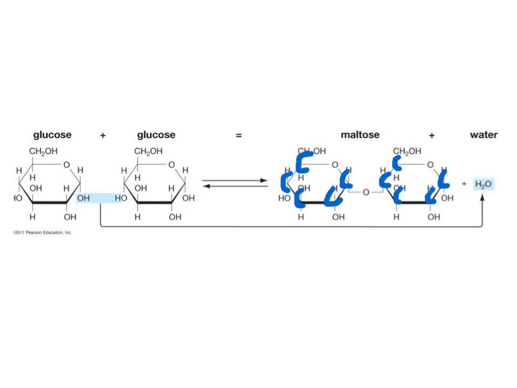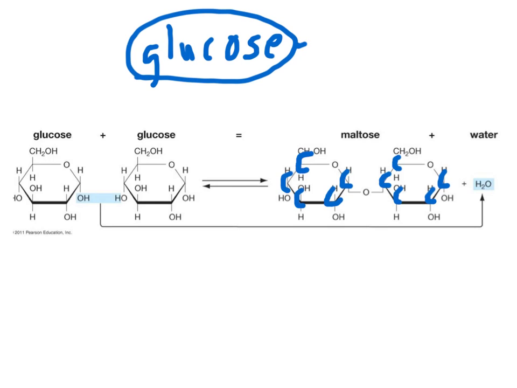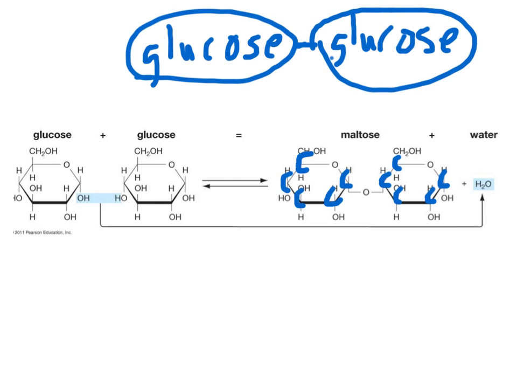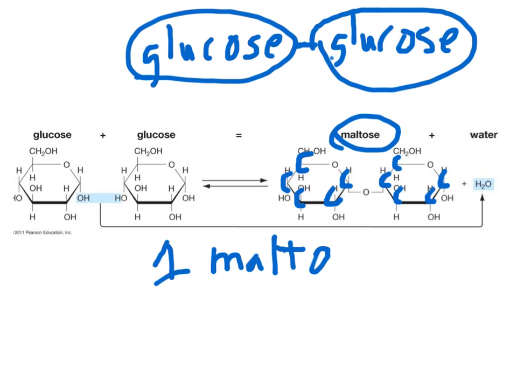So let's look at the overall picture. What have we got here? We've got one glucose joined to one glucose. We can represent that like this. One glucose joined to another glucose. And one glucose joined to one glucose equals one maltose what? One maltose molecule. That is absolutely right.